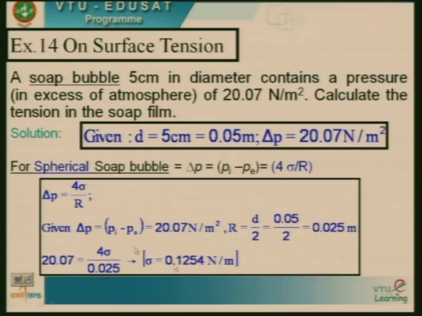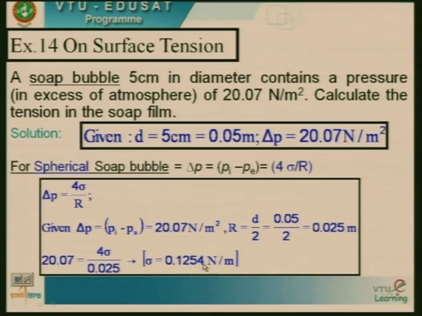Let us see the formula. The formula says delta P is equal to 4 surface tension divided by R. Delta P is 20.07. The surface tension value I do not know, and R is 0.025, which you have got by dividing the diameter 0.05 by 2. When you substitute, it is a simple number, you can mechanically work out the surface tension of the bubble.